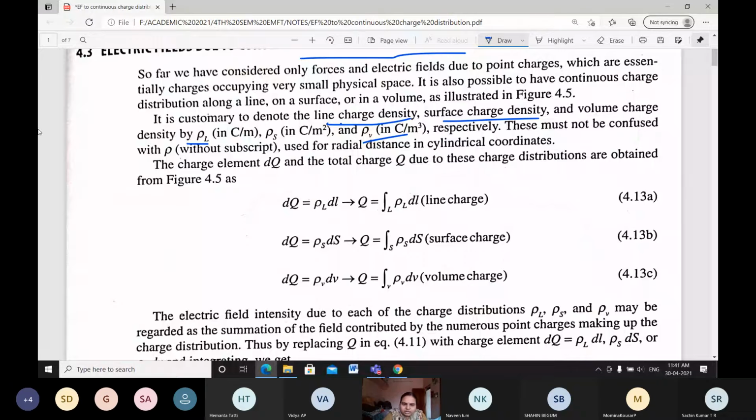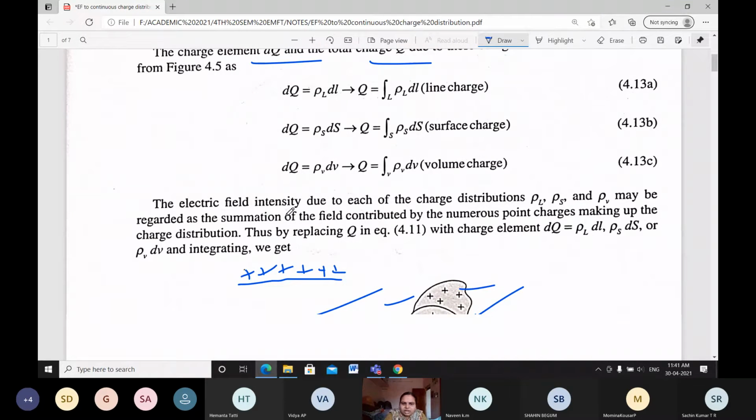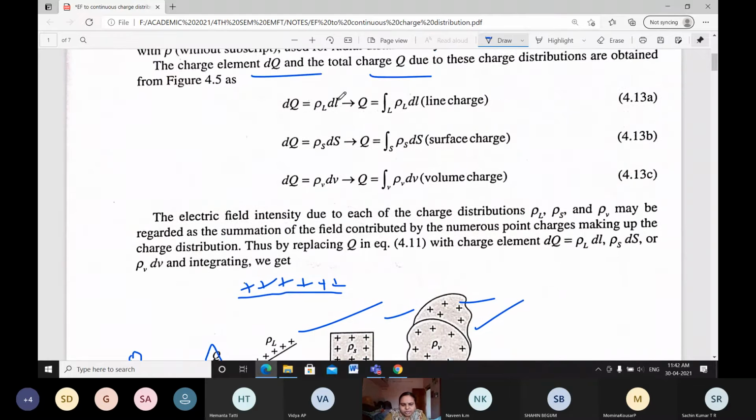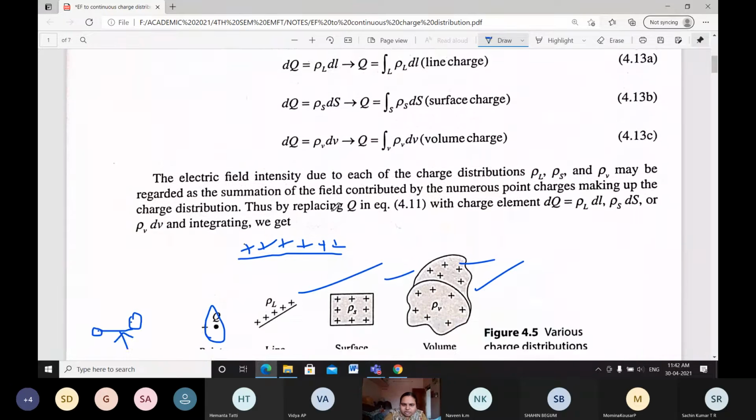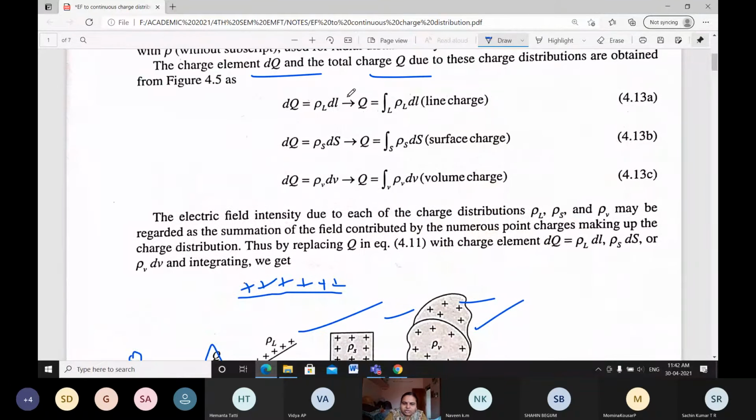Then the charge element, that is dq, and the total charge, capital Q, due to this charge distribution. In whichever way it is distributed, the equations are: dq is equal to rho L into dl, the differential displacement. And the total charge, capital Q, is equal to the integration of line charge rho L into dl. It is for the line charge.